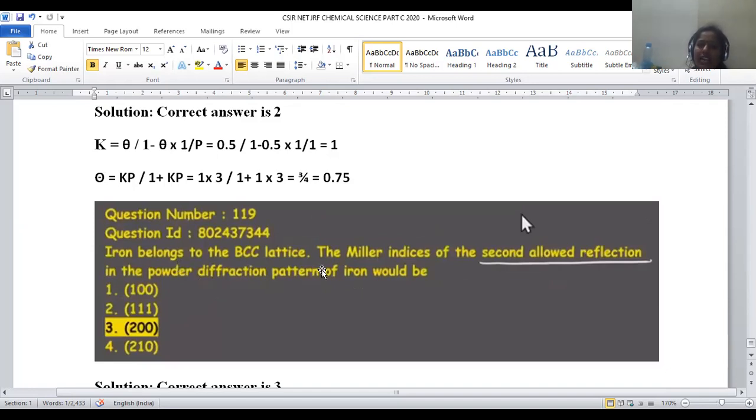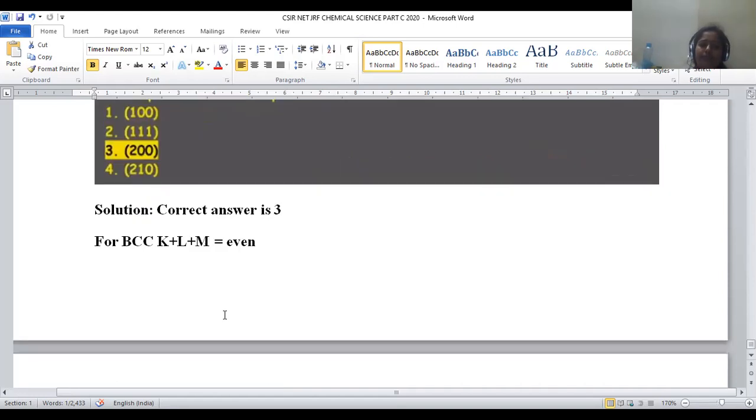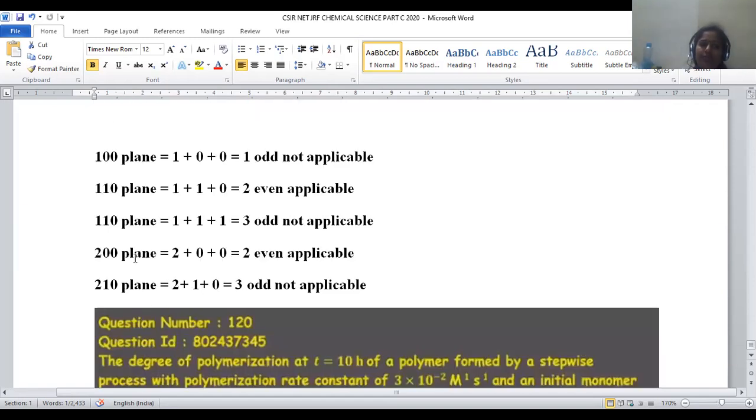So in this BCC lattice, iron exists in BCC lattice. The second allowed reflection is to be calculated. For BCC, h plus k plus l value is always taken as even value in case of BCC structure. So here the possible planes are 1, 0, 0. Nothing but h plus k plus l value to be predicted.